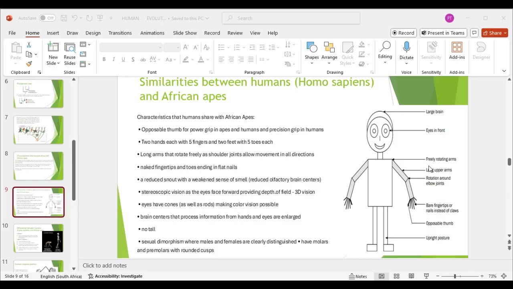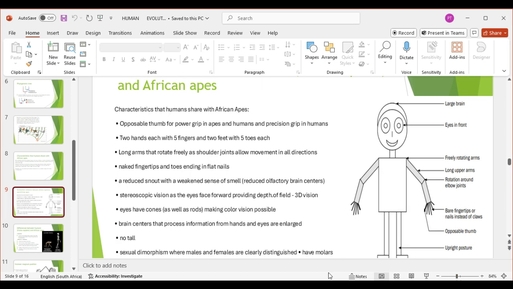So on this slide, we have the similarities between the Homo sapiens and also African apes. So these are the characteristics that the human shares with African apes. I have tried to zoom this so that you can be able to see.